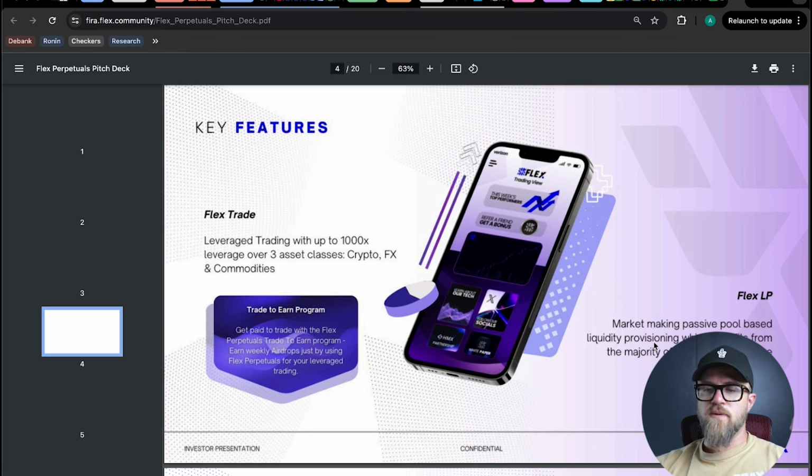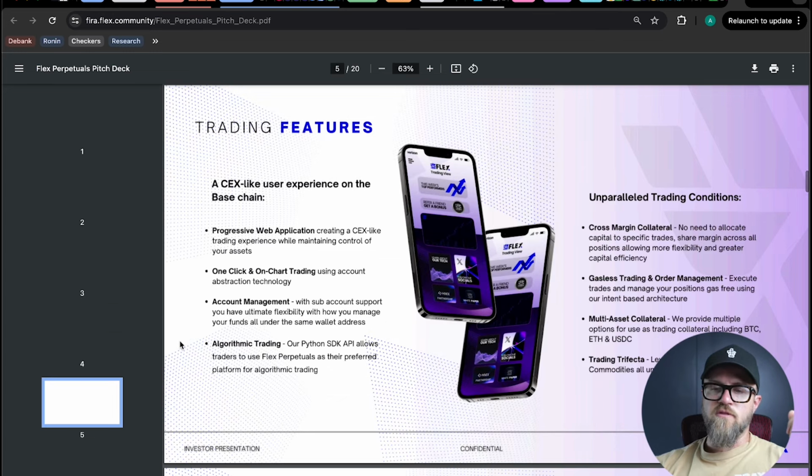And then Flex LP market, making passive pool-based liquidity provisioning, which benefits from the majority of protocol fee revenue, which is why I like LPing personally. I did a lot of LPing with GLP last cycle and through the bear market, actually. It was a great time to make some money in the LPs there. CEX-like user experience in the base chain. Yes, base chain is very efficient.